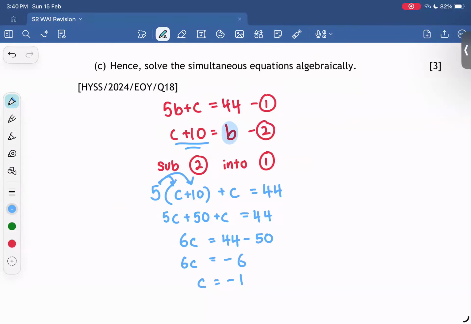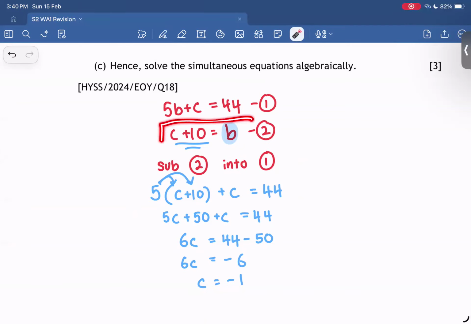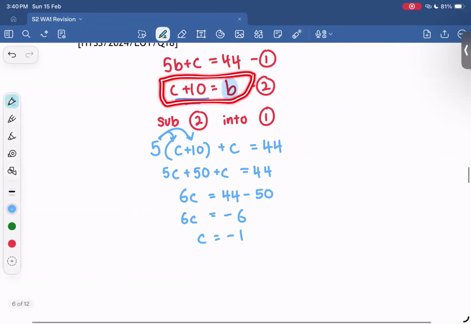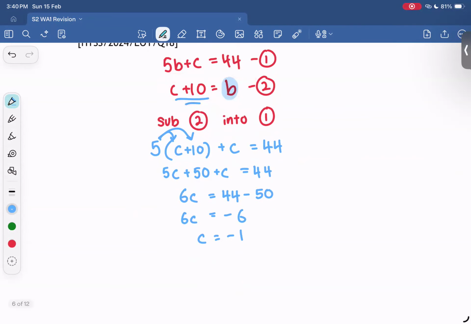All right, and now that I have C, how do I find B? Remember we had our equation earlier which tells us the value of B, right? So let's substitute that inside. So once again, I will just write down sub C equals -1 into equation number 2. All right, so -1 plus 10 equals B, which means that B equals 9. Okay, so that's the answer for this question here.